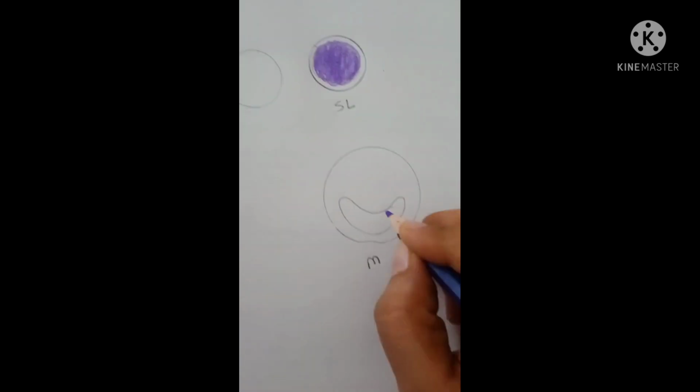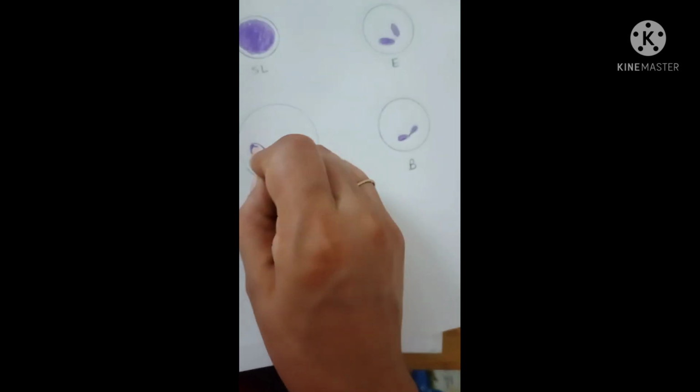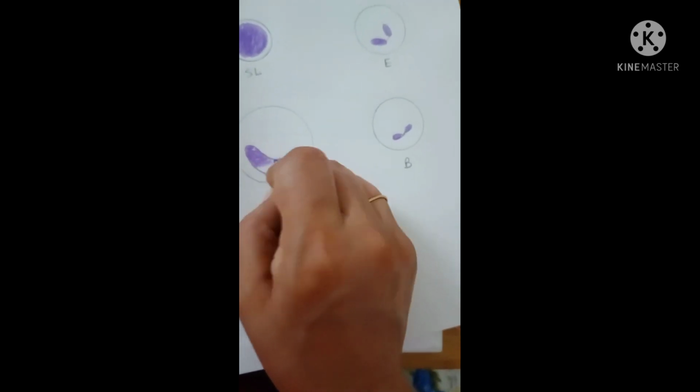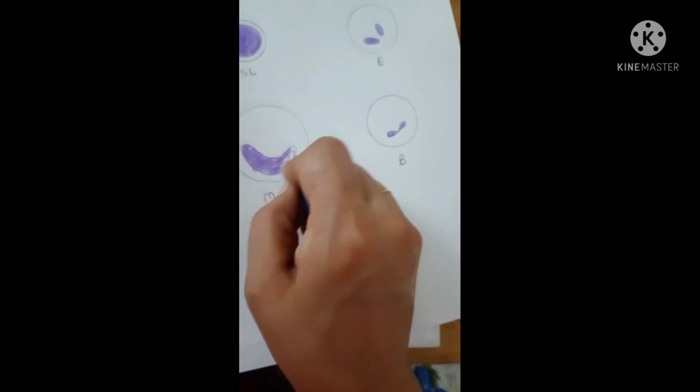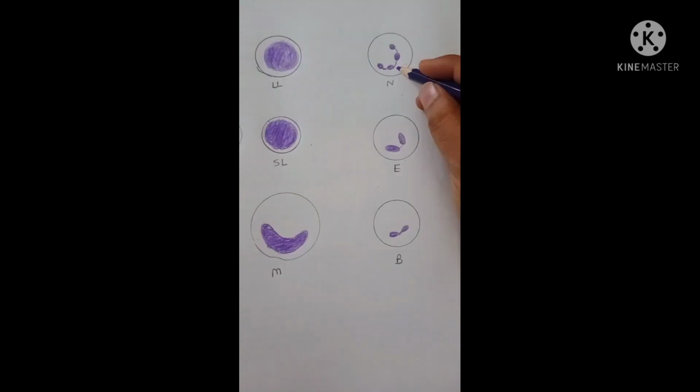In monocyte, nucleus occupies less than 50% of the cell size, or you can also remember the nucleus is usually 1/3 that of the cell size. So the 1/3 cell size is occupied by nucleus and the 2/3 of the cell is occupied by the cytoplasm. In this diagram, you can see the nucleus characteristic of each white blood cell.